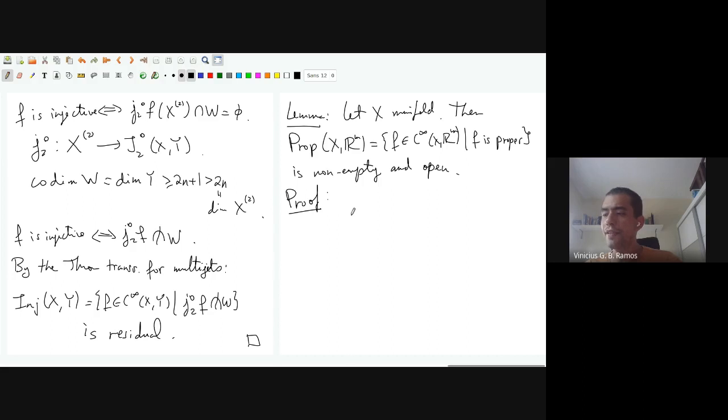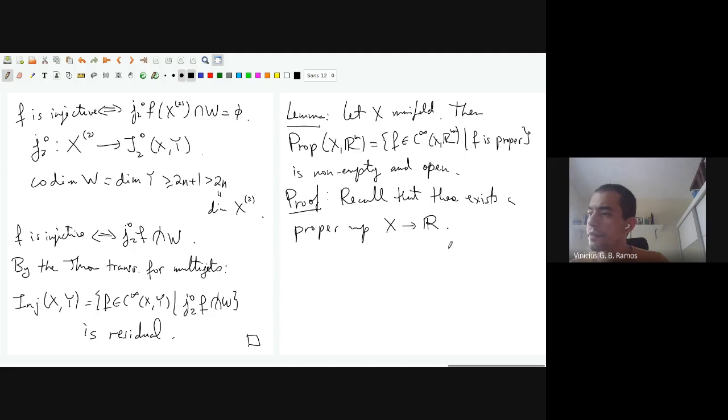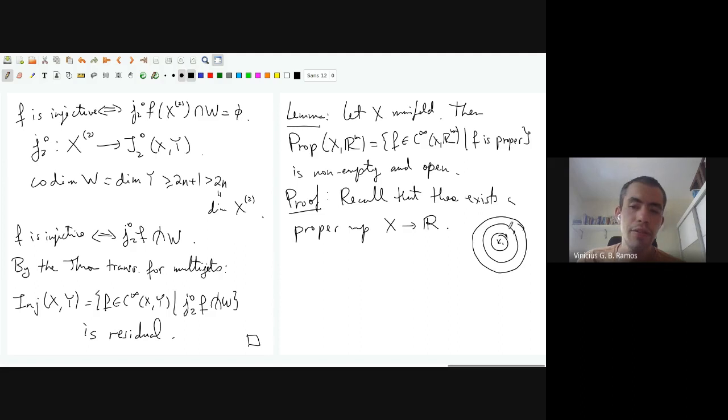So recall that we've already defined a proper map into R. So recall that there exists a proper map from X into R. And we built that, I think last week, we said we can take a sequence of compact sets that exhaust your manifold, and you can do that assuming the manifold is second countable. And then you say, it's 1 here, it's 2 here, it's 3 here, and you make it smooth.